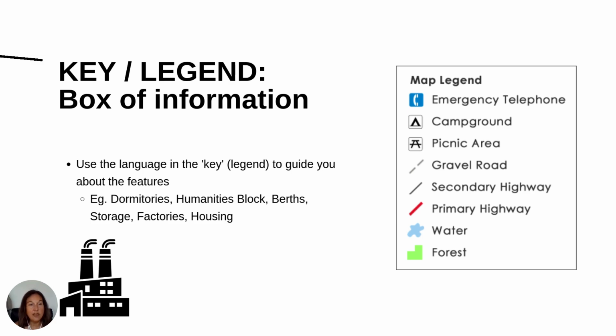Always check the key or legend. This is the box of information. So the labels provided like berths, dormitories or humanities blocks are there to help you. So use this specific language in your report to assure you are being accurate to the data provided. You can slightly change the wording. For example, dormitories, you could say the places where people sleep.